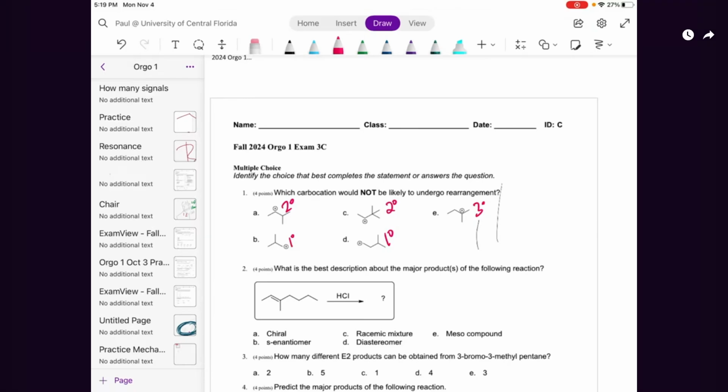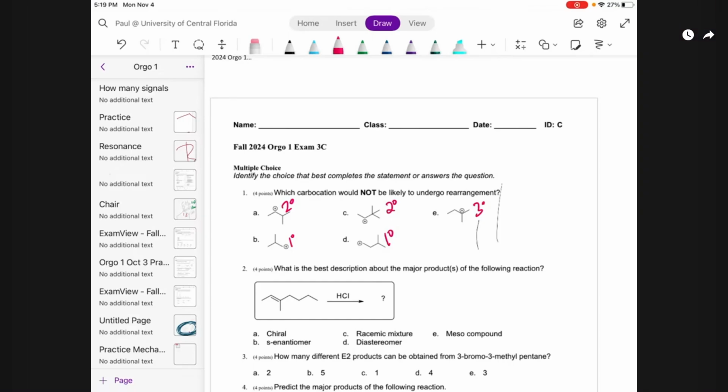Now, you can have tertiary carbocations rearrange to benzylic tertiary carbocations because those are slightly more stable. But generally speaking, tertiary carbocations don't undergo rearrangement. So that would be the answer for question 1.